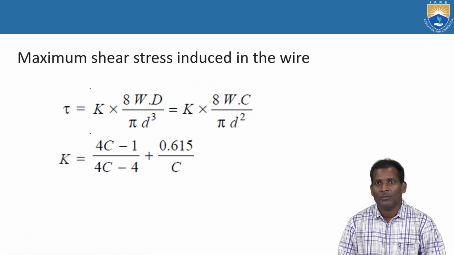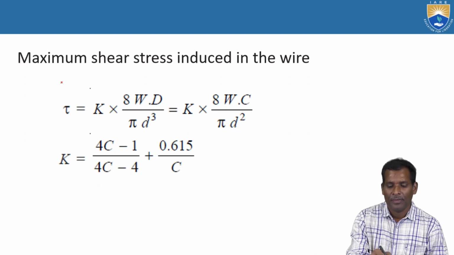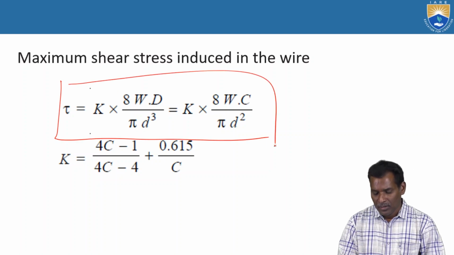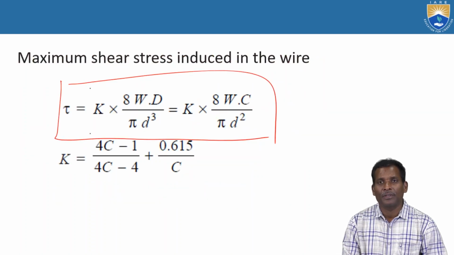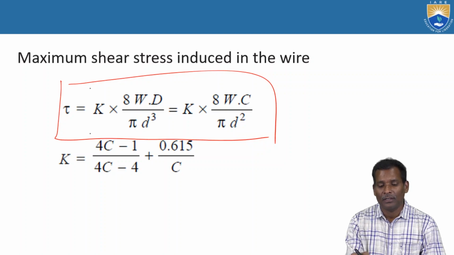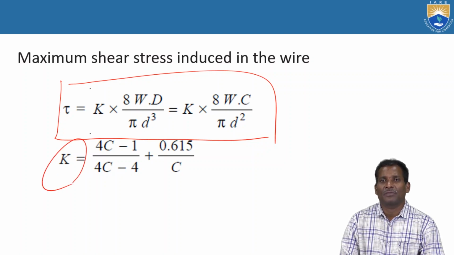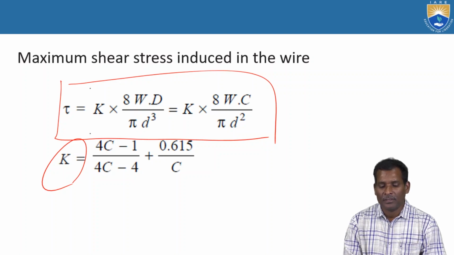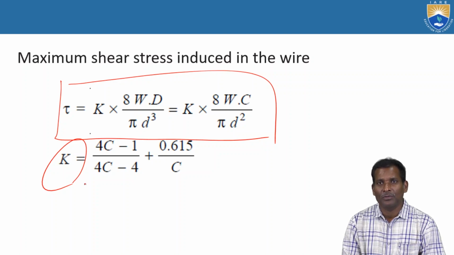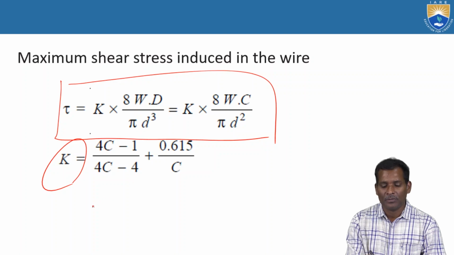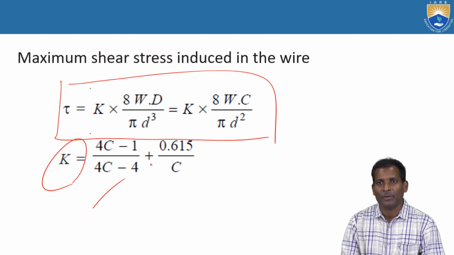And then the maximum shear stress induced in the wire: tau is equal to, this is the total maximum shear stress induced in the wire, K multiplied by 8WD by pi d cubed. What is this K? This is the Wahl stress factor. So Wahl, a scientist, introduced this factor. You should multiply by this factor while calculating the maximum shear stress. So K is (4C minus 1) by (4C minus 4) plus 0.615 by C.